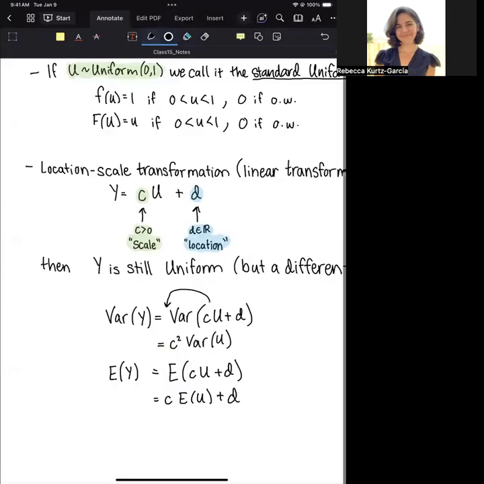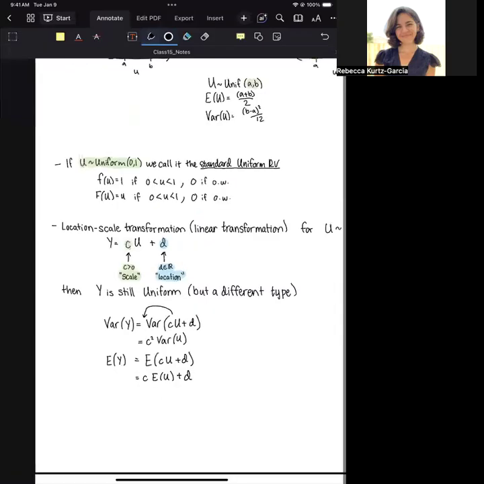Now, the location parameter and the scale parameter are both present here in the expected value of Y, where what's interesting about D is it just shifts it all in a particular direction. Although both are present, D ends up having this shifting property, which is why it's called the location term.